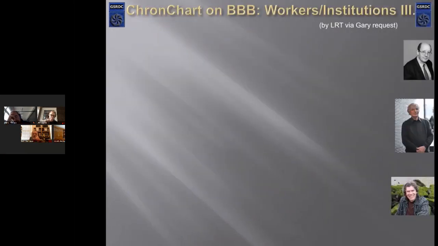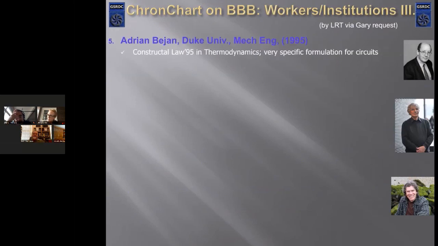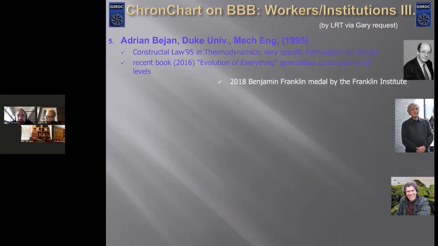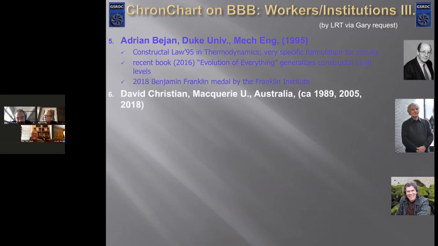So continuing now with the third level of workers or institution, Bejan at Duke University is a mechanical engineer, and in 1995 he talked about the constructal law in thermodynamics. It's a very specific formulation for circuits, but he recently has written a book called Evolution of Everything in 2016, which generalizes constructal to all levels. And he got the Benjamin Franklin Medal of the Franklin Institute, which is significant.